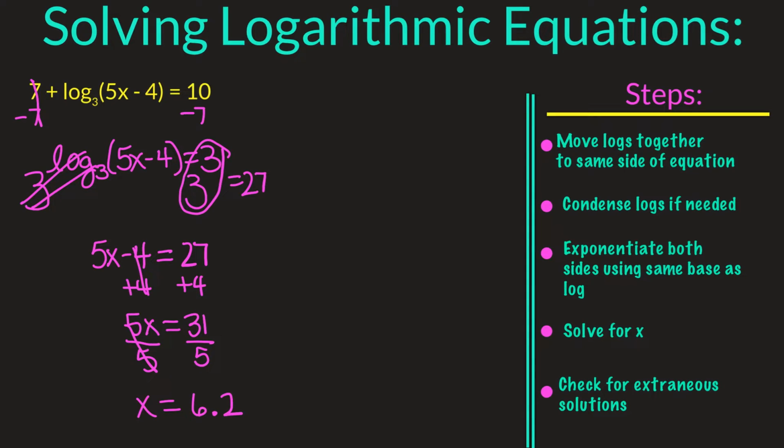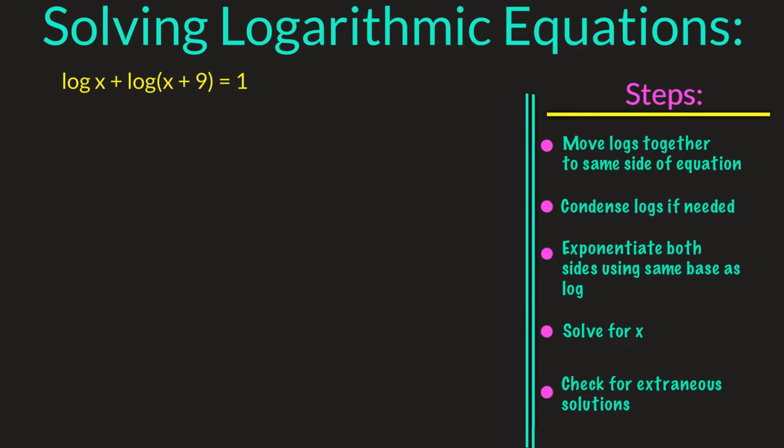6.2. Okay, now you will need to check for extraneous solutions, but you really only need to put it into the log. You just want to make sure that that's not equal to a negative number. So if I do 5 times 6.2 minus 4, we need to make sure that is greater than 0. So 5 times 6.2 is 31, and 31 minus 4 is in fact greater than 0. So we're good.